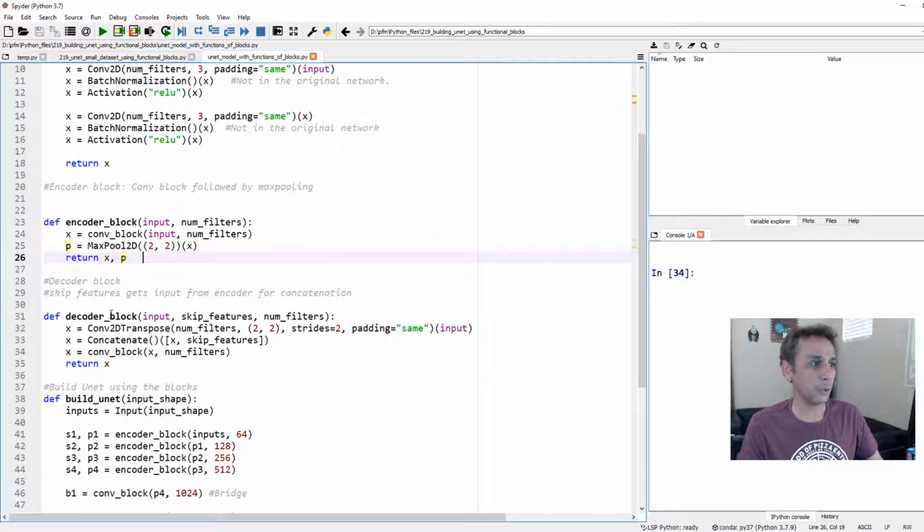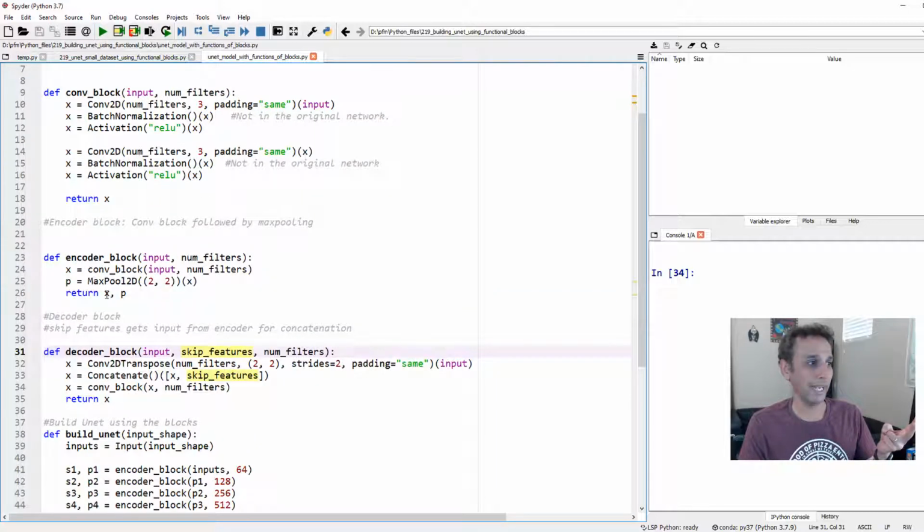Now, finally, the decoder block. It takes three inputs. One is your input from the previous layer, and the next one would be the skip features. And these are the features that are nothing but your X, but X from a relevant layer, not from any layer, right? And number of filters.